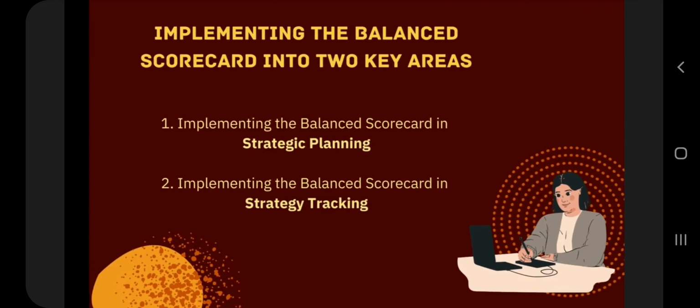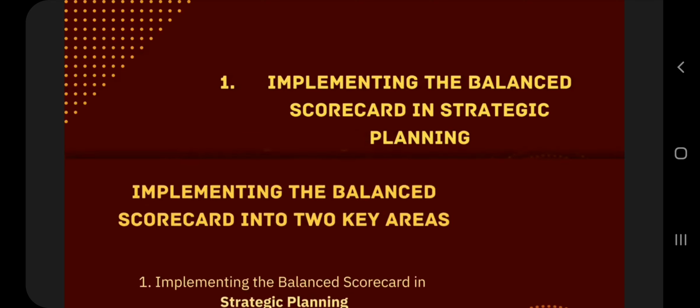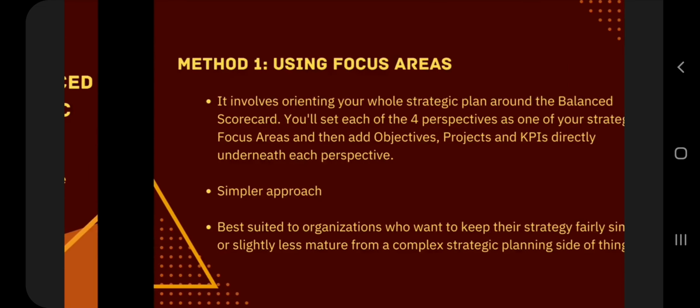Implementing the balanced scorecard in two key areas. Strategic planning and strategy tracking are the two main phases of the balanced scorecard's strategy life cycle. First, implementing the balanced scorecard in strategic planning. There are two ways that you can implement the balanced scorecard from a strategic planning perspective. Method 1. Using focus areas.